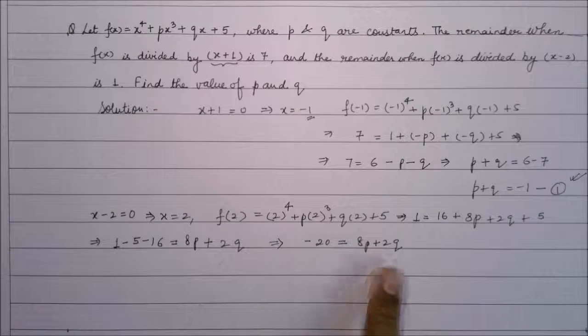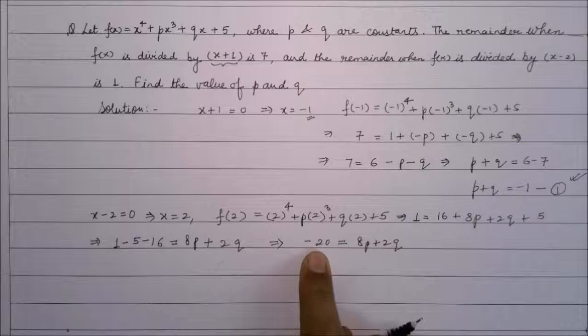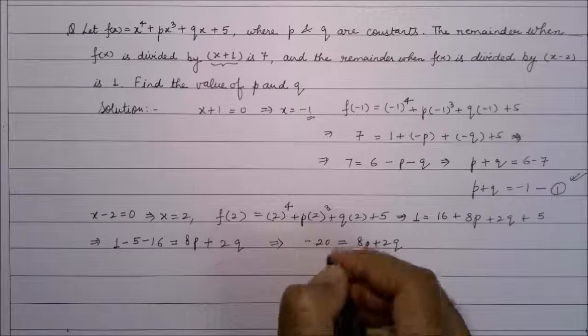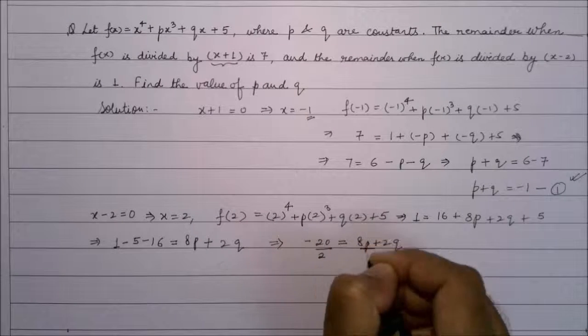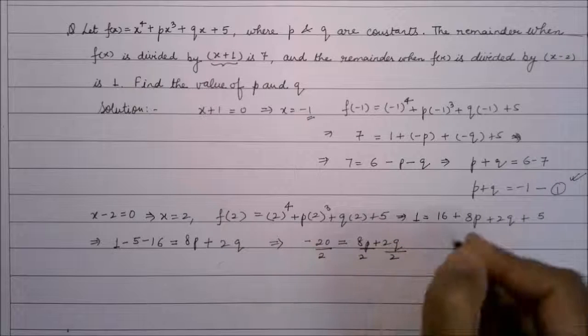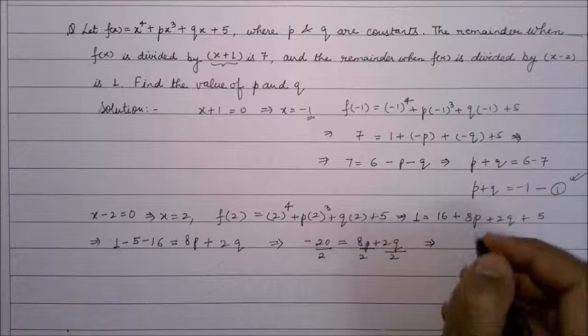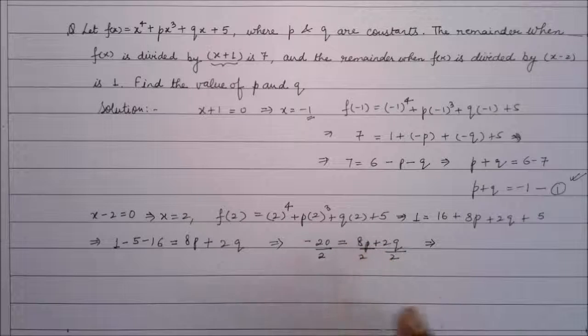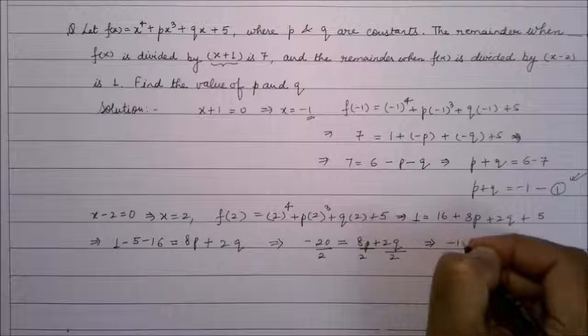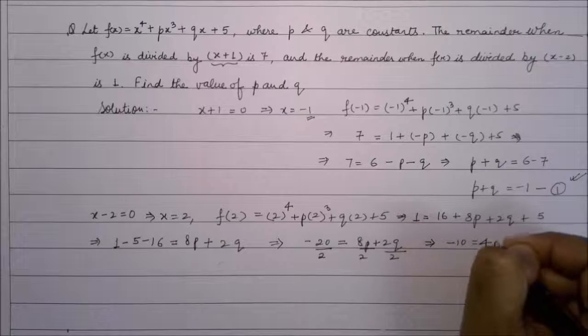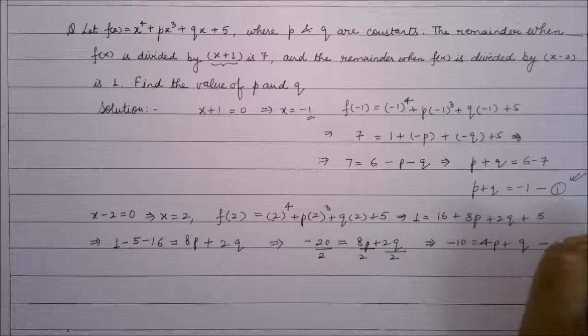We can simplify it further. There is one thing, we can divide each and every term by 2. If we divide it by 2, the equation remains the same in the sense that there is no variation. So minus 10 equals 4p plus q. Let us name this as our equation number 2.